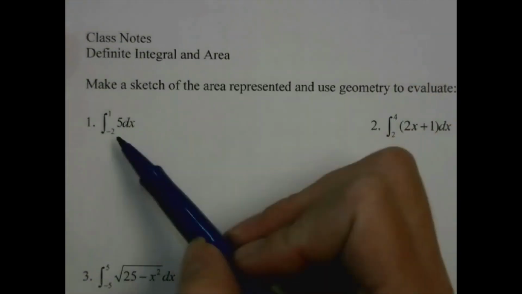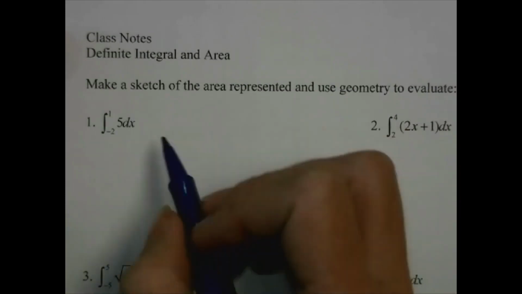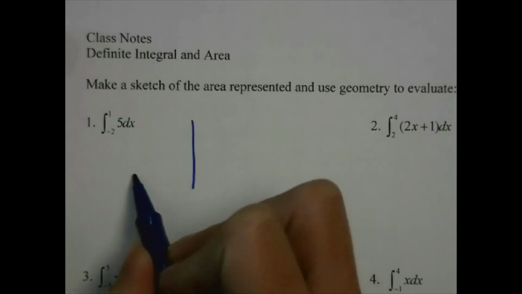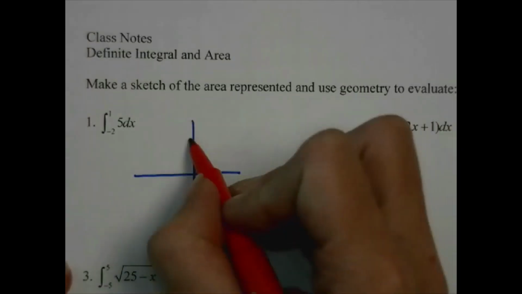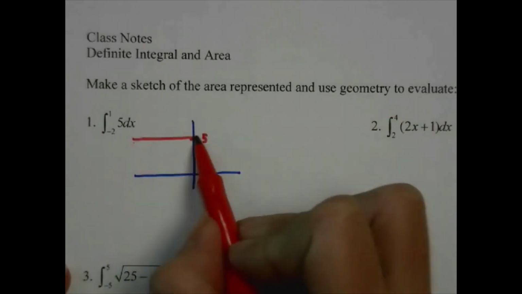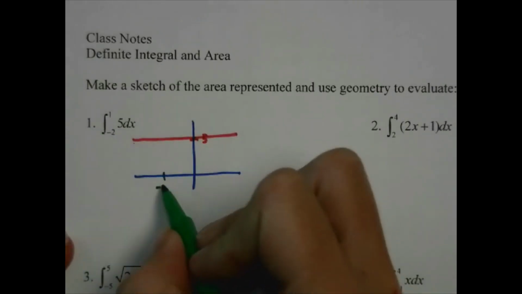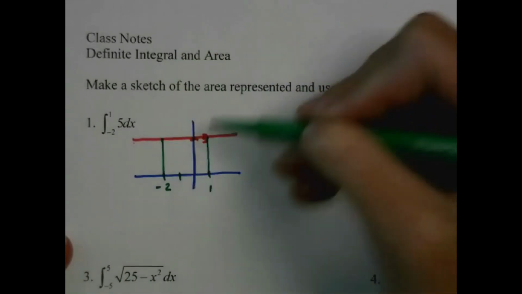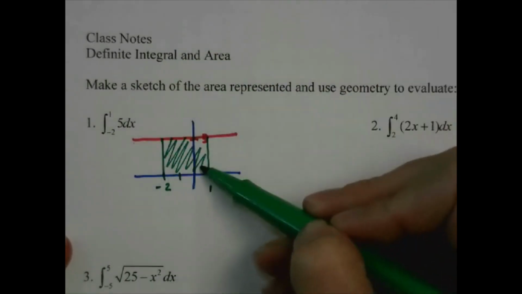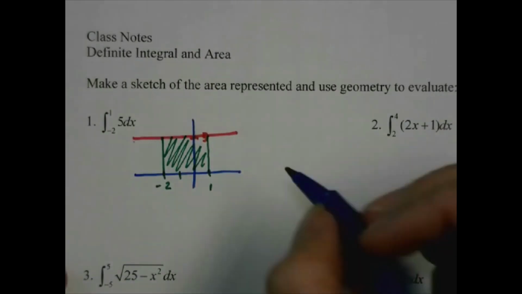Okay, so our first one, we have the integral from -2 to 1 of 5. So if I were to graph the function y equals 5, that's just going to be a horizontal line. So we want the area from -2 to +1. So this is our area that we are going to find. This is going to be the definite integral.